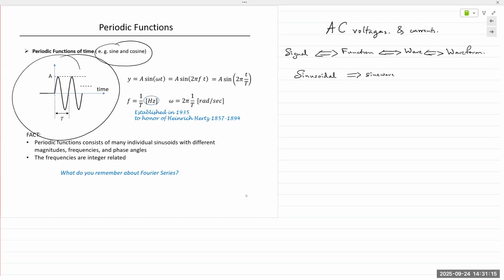And the reason they're called periodic is because the value of these functions, let's say it starts from 0, goes through a positive cycle, comes back down to 0, then it goes negative, and then comes back up to 0. And we say it has completed one full cycle. From that point on, it starts to repeat itself. And that's what makes it periodic.